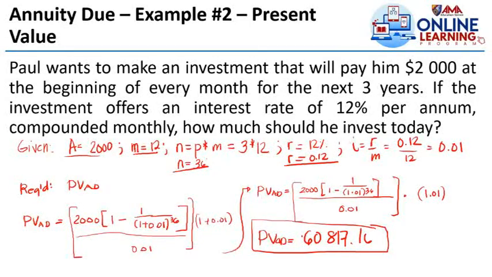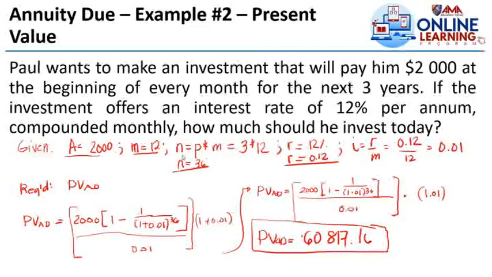The $2,000 is what the company will give him. And what is the present value? That's the question: what is the present value of his investment? So our A is $2,000. Our M is 12, since it is compounded monthly. And how much should he invest today?